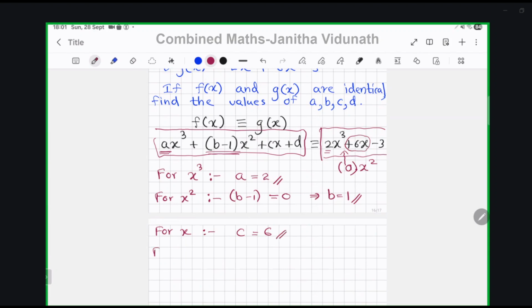If we go for the constant term, on the left hand side we have the value d, and on the right hand side the constant term is -3. That means d is equal to -3.